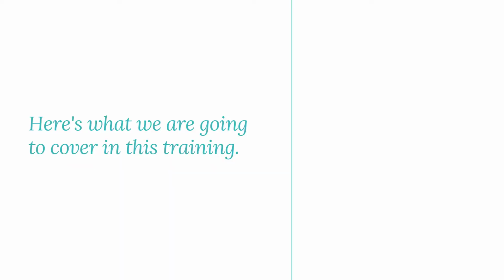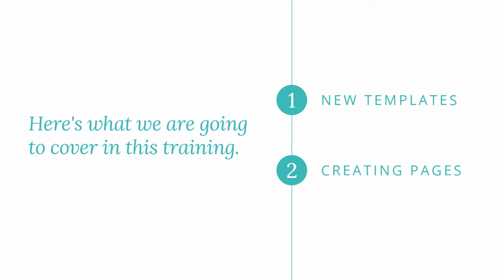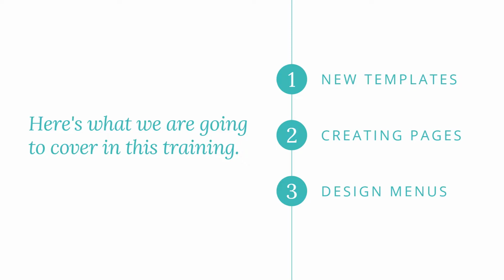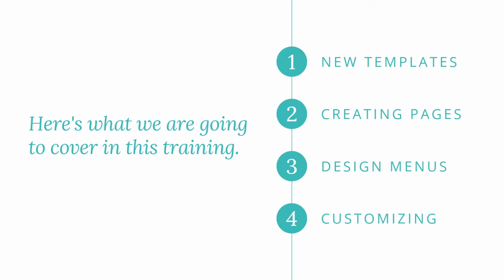Here's what we're going to cover in this training. We're going to talk about the brand new templates, and I'm going to let you in on a pretty big secret about those. Then we're going to talk about creating individual pages and the different types of pages that you can find in 7.1. I also want to talk to you about the brand new design menus that we have here in Squarespace 7.1, some interesting features there. And then I also want to talk to you about customizing your site, because if we all start with the same template, how the heck do you make it unique? I have some neat ideas that I want to share with you.